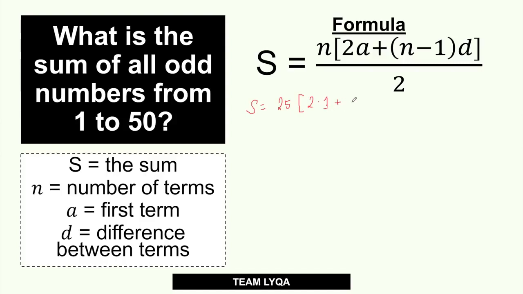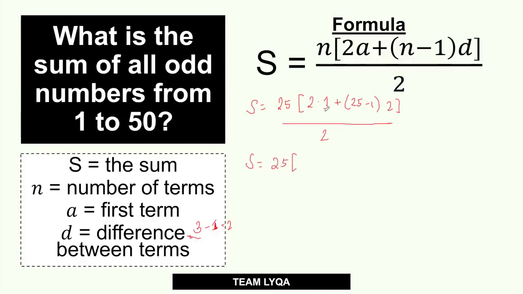And then you have plus. Tapos here, you have 25 minus 1. And then ang D natin, difference between two terms, again, will still be 2. Bakit? Kasi ang 3 minus 1 is 2. Okay? So, yan yung D natin. So, again, pag other even, doon nagbabago yun. Kung consecutive numbers lang, this is just 1. Okay? All over 2. So, S is equal to 25.